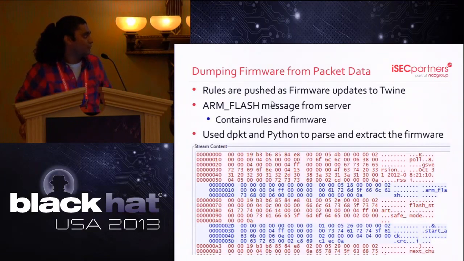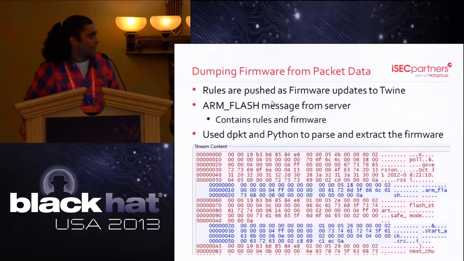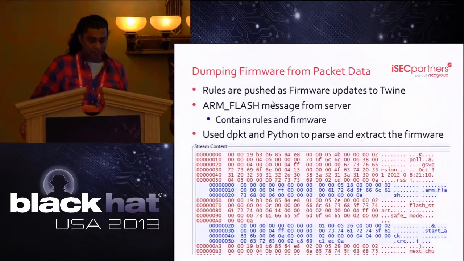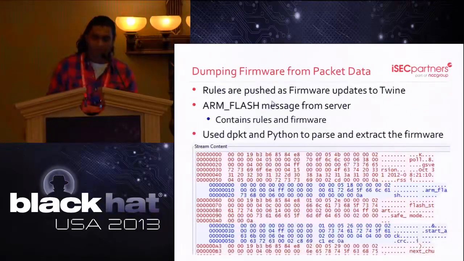It starts off with Twine sending a poll message, the server responding with an ARM flash, and Twine says, all right, let's start the flash, and there's a CRC check, and it then sends this entire chunk of data, which is a firmware. And we use dpkt and Python to extract this firmware. Again, once you've extracted it, it's all about reversing that firmware. And that's where we're at this point.